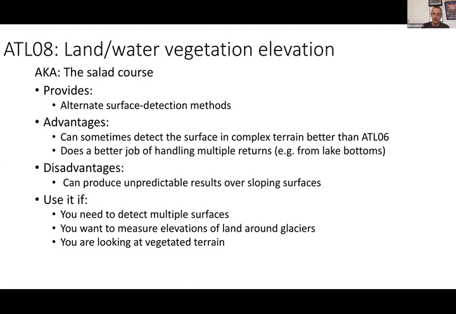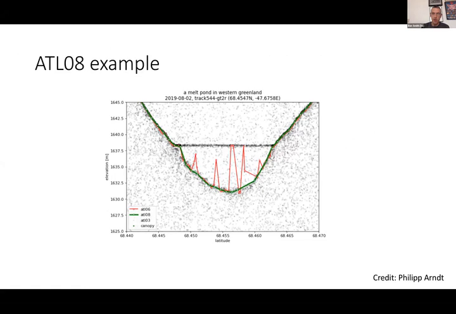I've got a good example also from Philip that shows ATL08 working well where ATL06 fell down for measuring the depths of a lake on Greenland. So in a lot of cases, it's worth looking at this if you're interested in understanding a different way of mapping photon heights into surface heights.